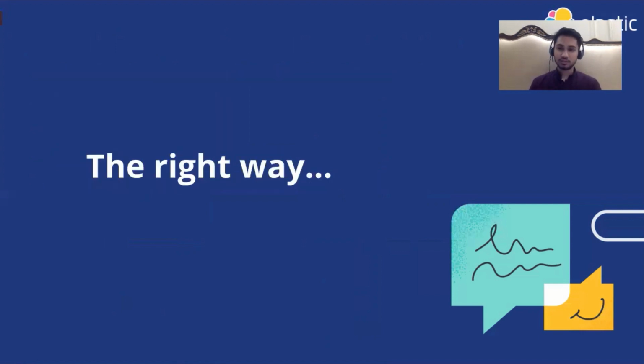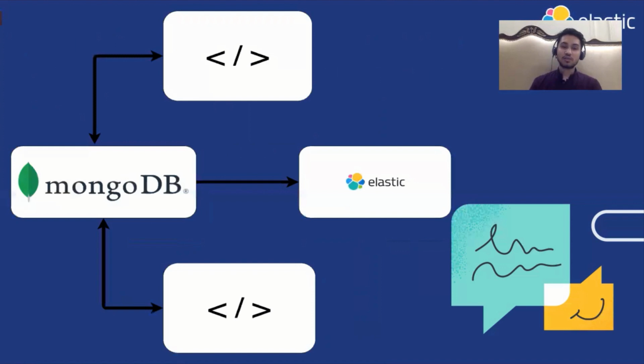What is the right way? Well, the right way could be that there should be something here in between to sync Elasticsearch and MongoDB and make the syncing mechanism independent of the sources that are updating MongoDB. So we need something here that will read the changes in MongoDB and then write those changes in Elasticsearch.